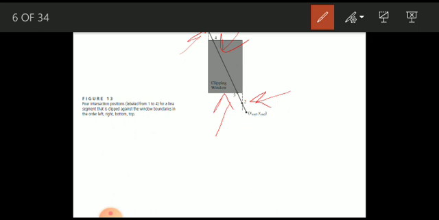Let me now repeat it once again. First, the clipping happens with respect to the left boundary of the clipping window, and then the right boundary of the clipping window, and then with the bottom boundary of the clipping window, and at last with respect to the top boundary of the clipping window.